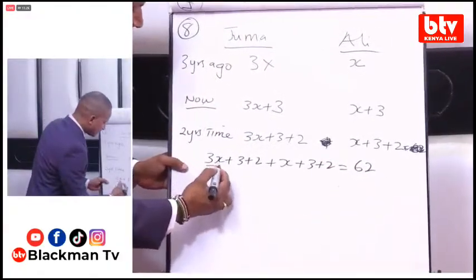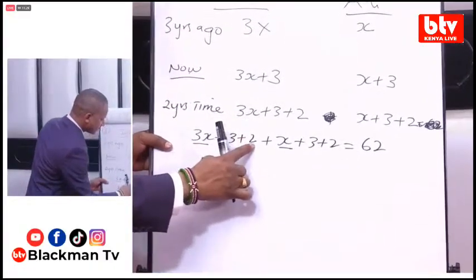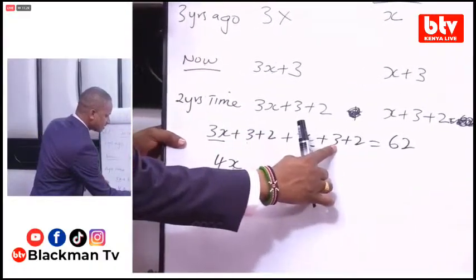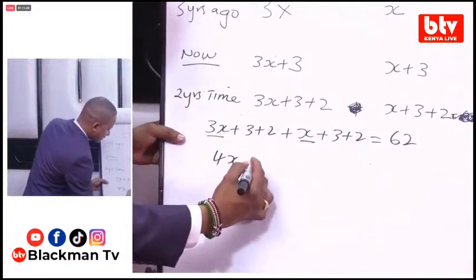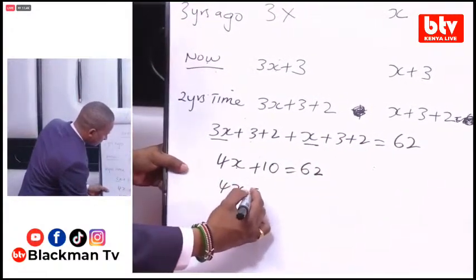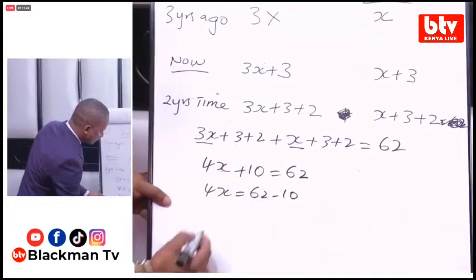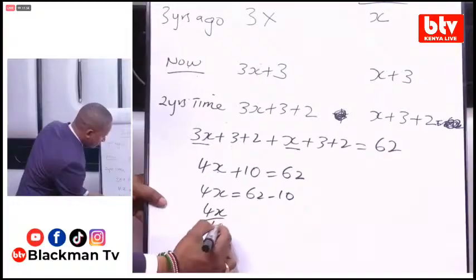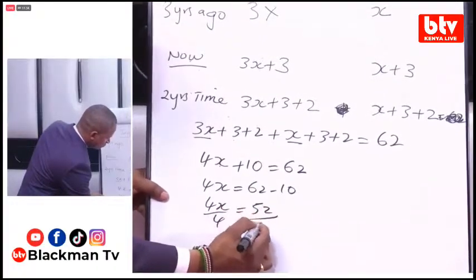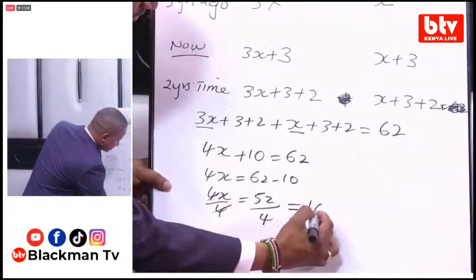Collect the like terms. 3X plus X is 4X. Then 2 plus 3 is 5, 5 plus 3 is 8, 8 plus 2 is 10. Plus 10 equals 62. So 4X equals 62 minus 10. When 10 crosses to the other side it becomes minus. 4X over 4 equals 52 over 4. So when you solve this, X is 16 years.